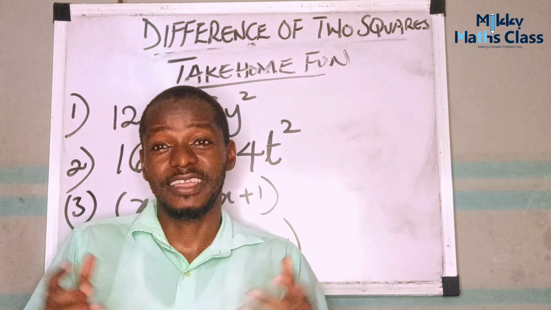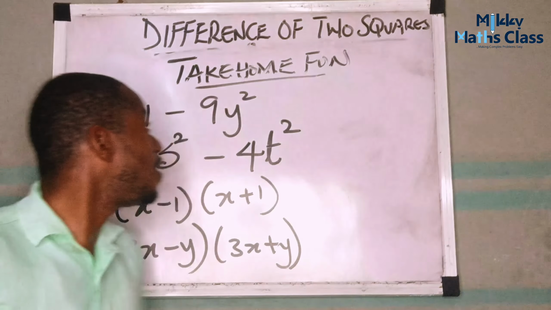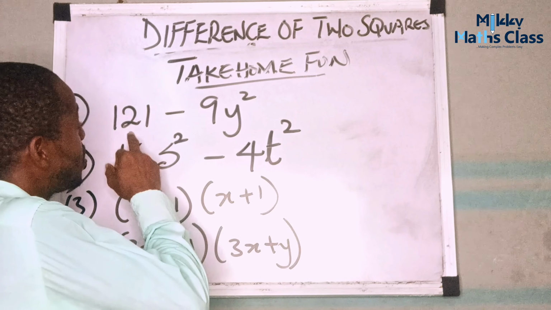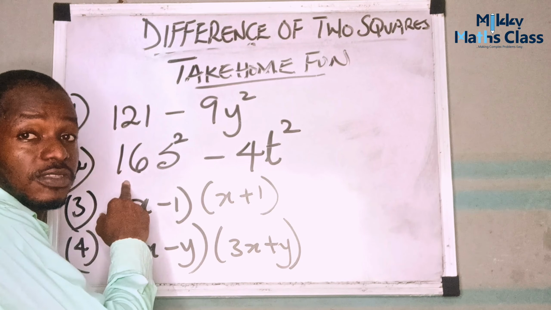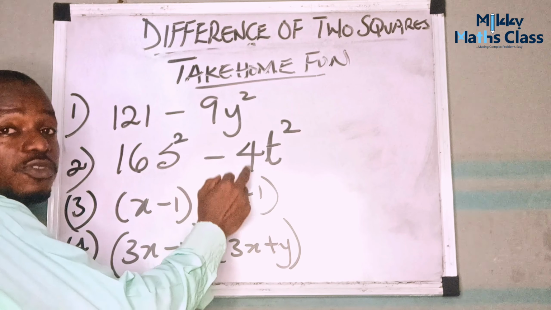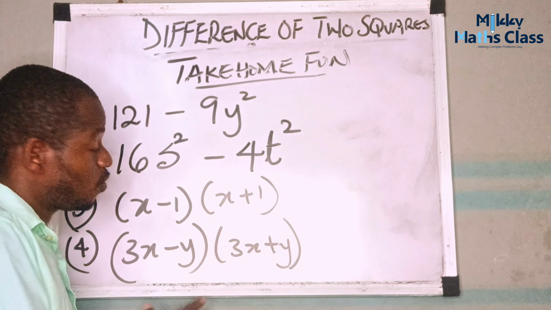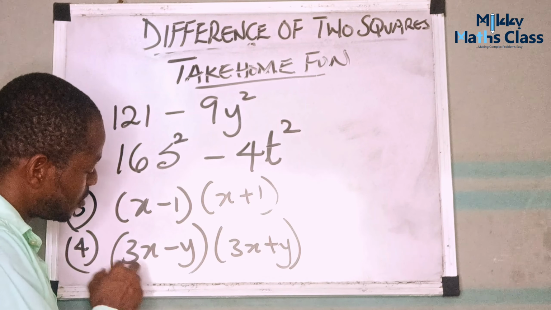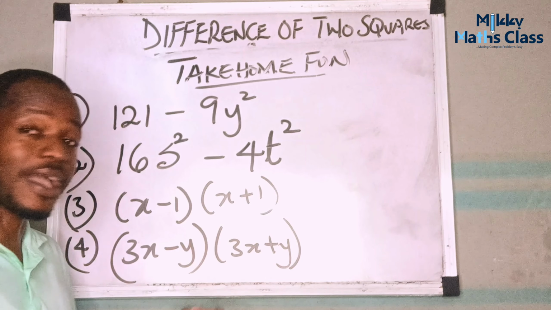All right, just like in our usual style, before we go, here's a list of take-home fun. Using the difference of two squares, simplify this: 121 minus 9y squared. The second one is 16s squared minus 40 squared. The third one, expand this using the difference of two squares: x minus 1 into bracket x plus 1. And the last one, 3x minus y into bracket 3x plus y.